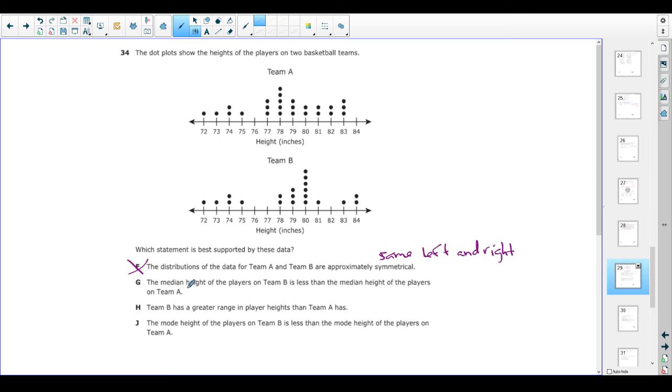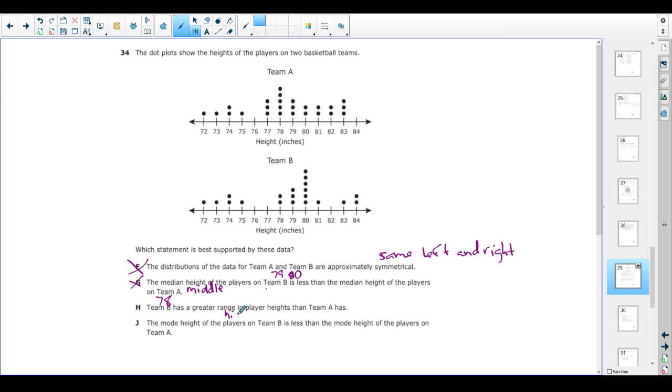The median height, so median is the middle value. And to save us time of not actually calculating, if we just look at it, the middle of team A seems to be about 78. And then the middle of team B is about 79 to 80. So we look at it somewhere in this range here. So is 79 and 80 less than 78? No, it's not. Team B has a greater range.